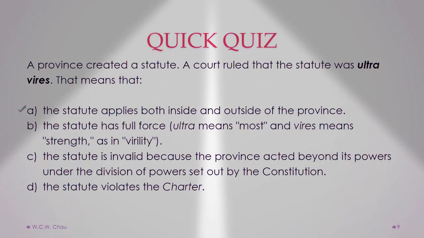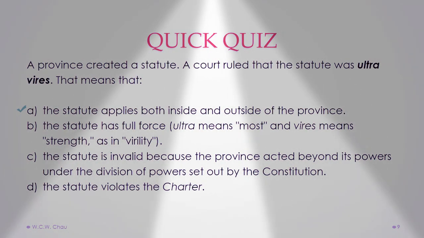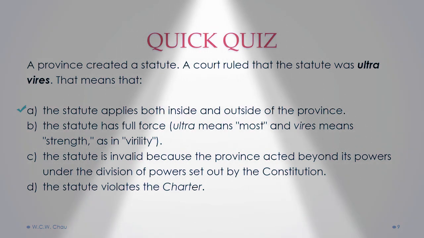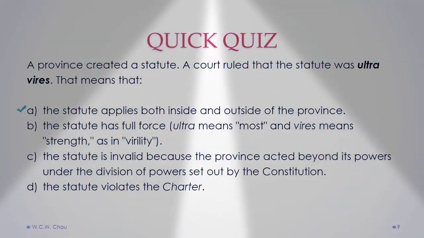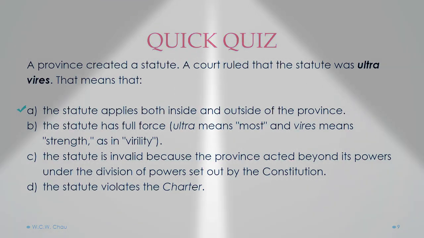The answer here is C. The question is, a province created a statute. A court ruled that the statute was ultra vires. That means that C, the statute is invalid because the province acted beyond its powers under the division of powers set out by the Constitution.